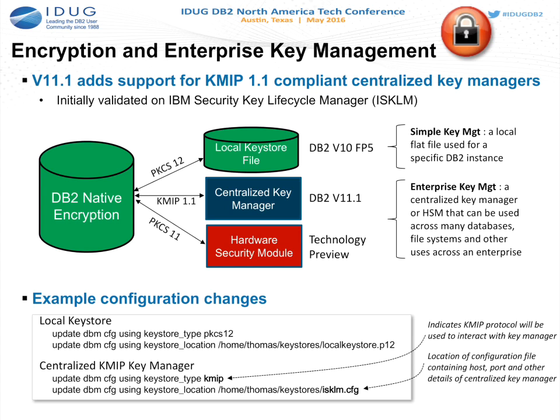Down at the bottom of the page, I'm just giving you an example of how you might configure this, and I won't belabor the details here, but the point is that it's pretty simple. If you're using the local store, you'd specify the PKCS12, which indicates the standard we're using for local storage of keys. Then you specify the actual file that contains the keys. With the KMIP key manager support we have in this release, you're going to specify the KMIP protocol and then a configuration file that gives us all of the host and port information and other information we need to talk to the centralized key manager. And if you're already using the native encryption, you'll have an upgrade facility that will allow you to migrate over from the local key store into the centralized key manager support.